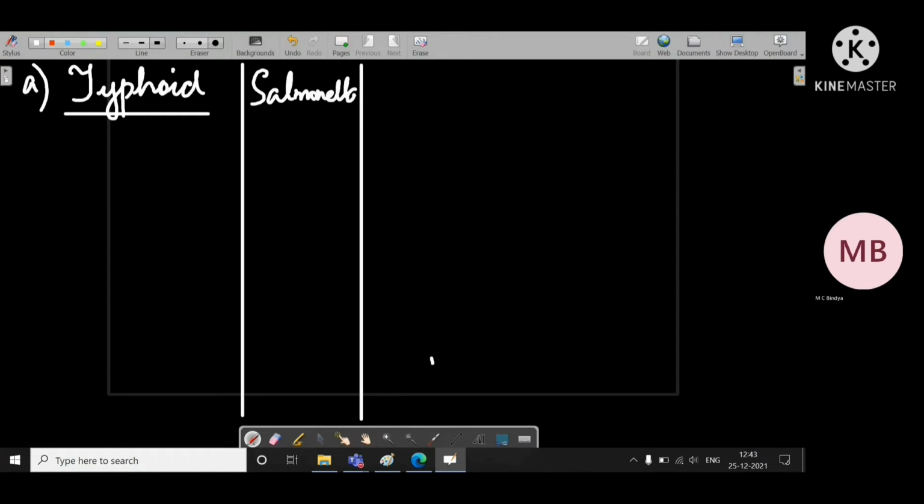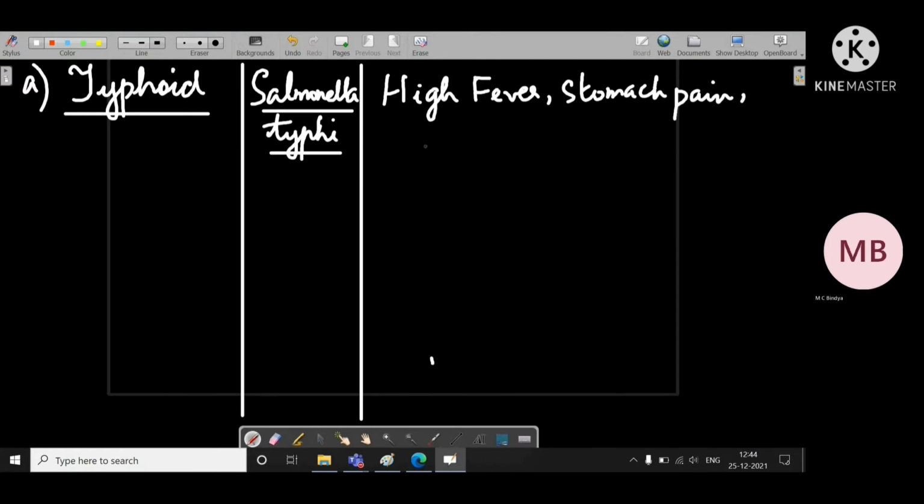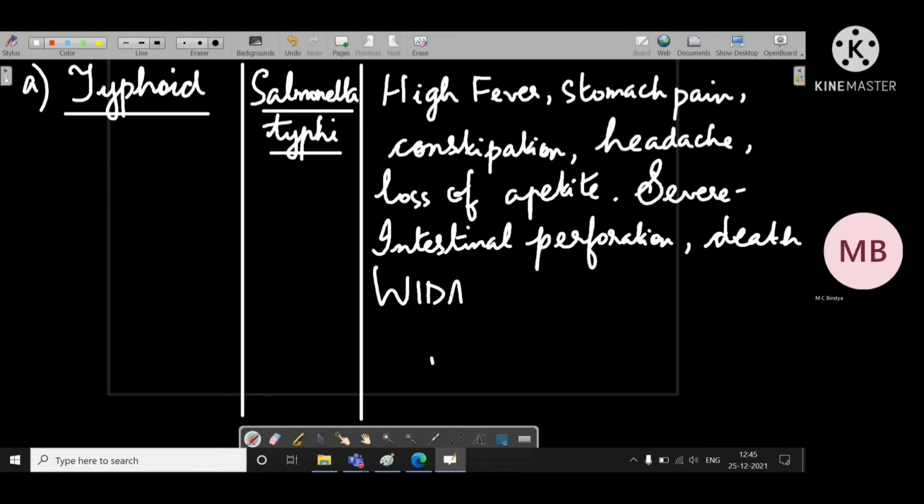Typhoid. Typhoid is caused by the bacteria Salmonella typhi. The symptoms are characterized by high fever, stomach pain, constipation, headache, loss of appetite, severe intestinal perforation, even death. And it can be diagnosed by Vidal test.